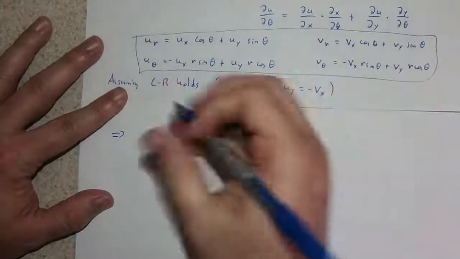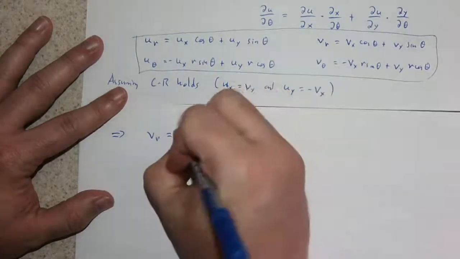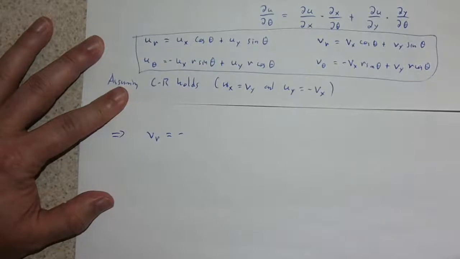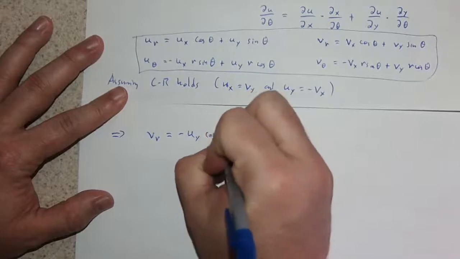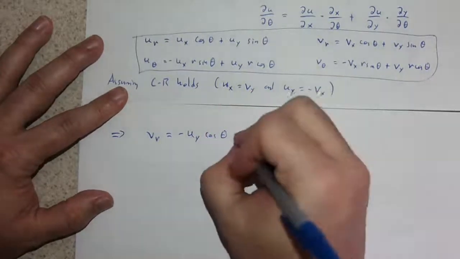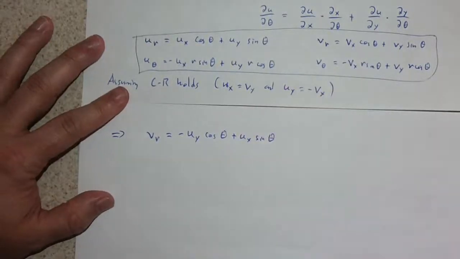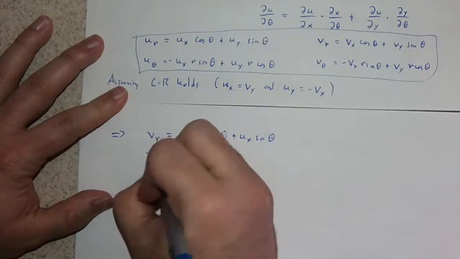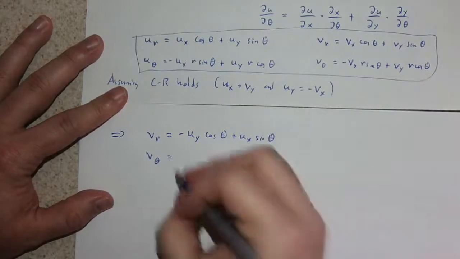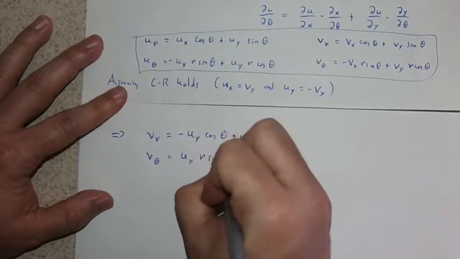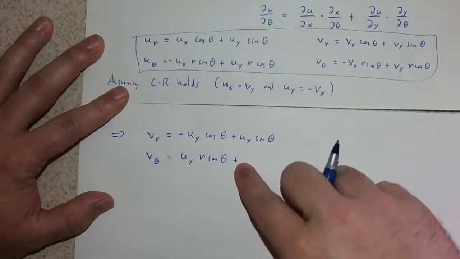So among other things, I get v sub r is minus u sub y cosine theta plus u sub x sine theta, and v sub theta, swapping these out, is u sub y r sine theta plus u sub x r cosine theta.